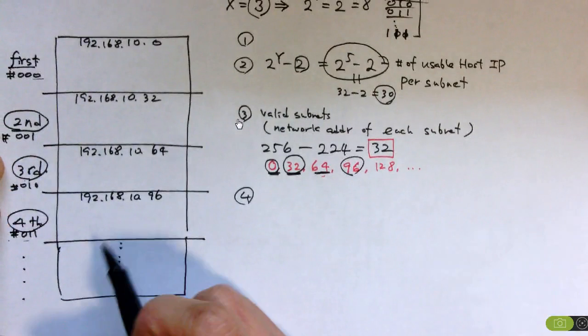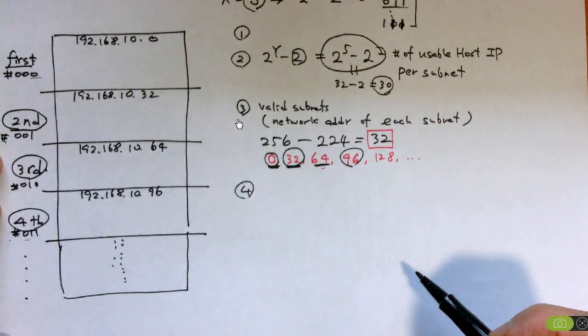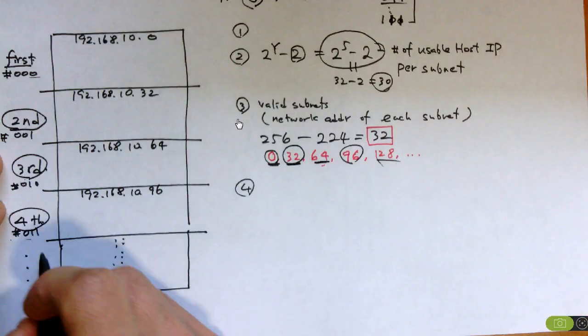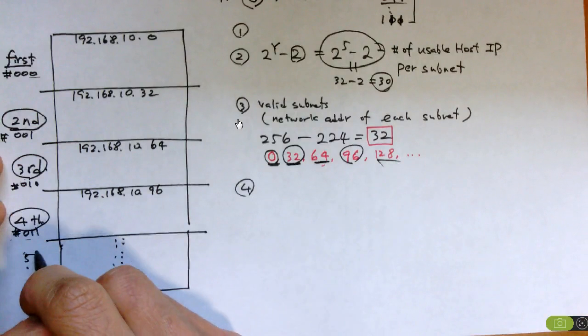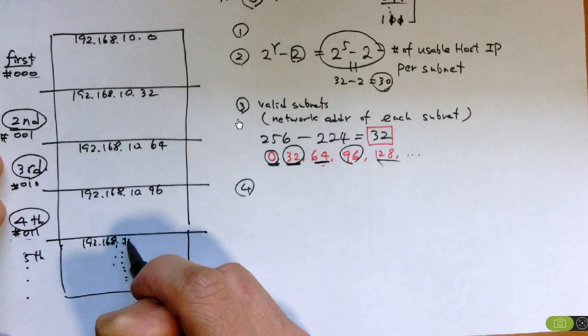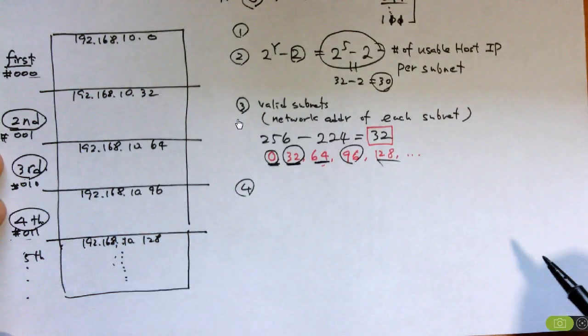I'm going to skip this. It's obvious. And then let's just do one more time. The network address for the fifth subnet is 192.168.10.128. Okay, the fourth one is broadcast address.